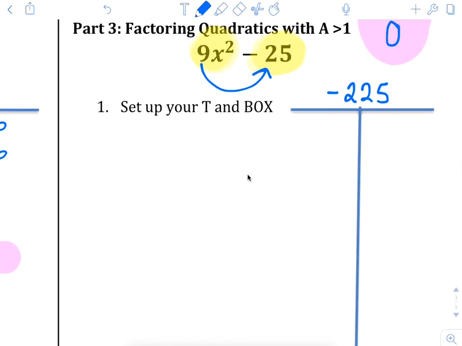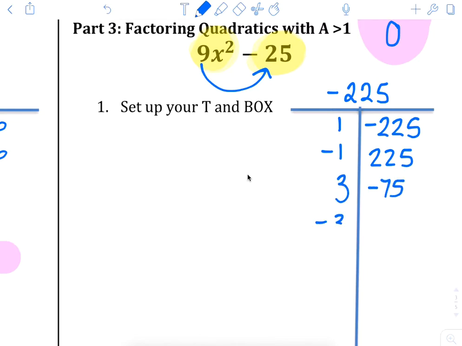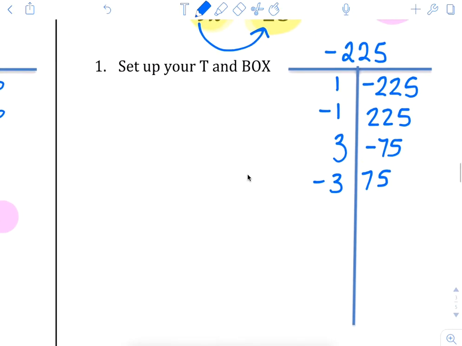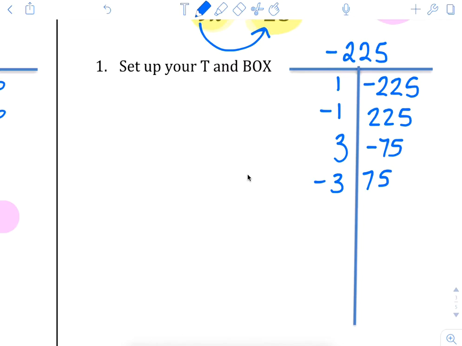All right, so we're starting 1 and a -225. Remember, the signs need to be different because the top number is negative. So -1, +225. All right, it is not going to be divisible by 2 because it's not even. Okay, so let's see if it's divisible by 3. All right, it is. We're going to do -75, -3 and 75. Okay, is it divisible by 4? Nope, it's not even. What about 5?